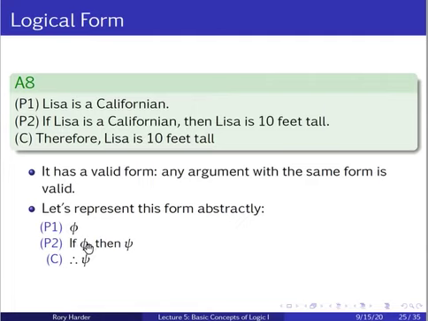So when you create the logical form of argument 8, premise 2 is not a single letter. Rather, premise 2 is a conditional with two letters as part of it, because the conditional contains two atomic sentences: first, the sentence Lisa is Californian as its antecedent, and the sentence Lisa is 10 feet tall as its consequent. So when we create the form, we just replace those atomic sentences with letters.